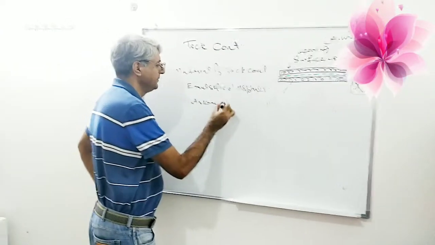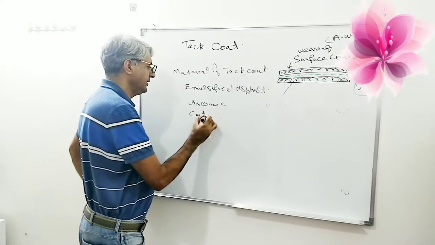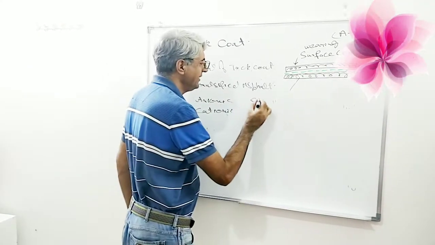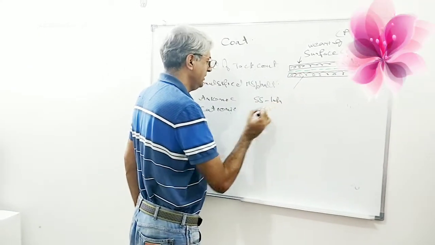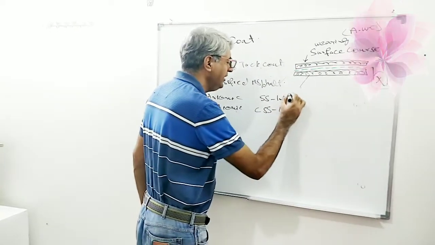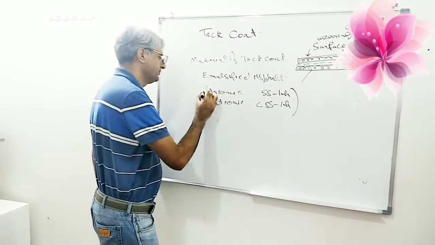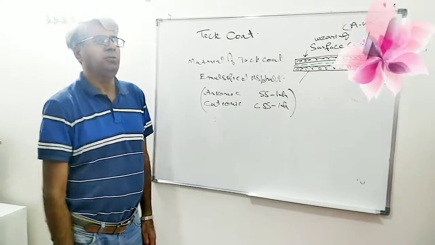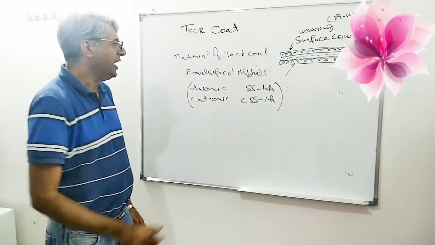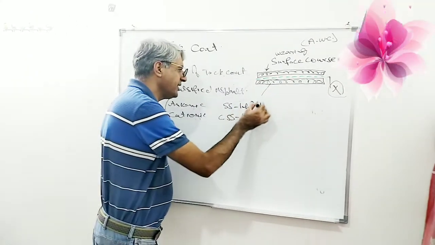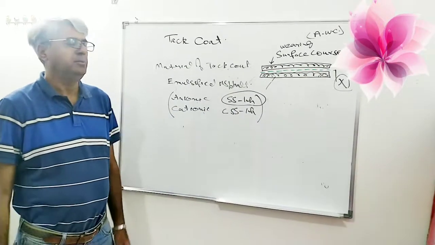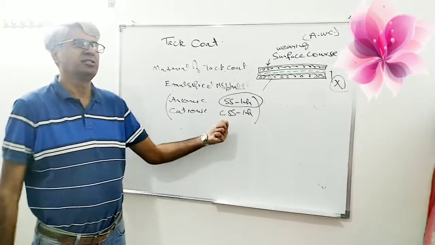Anionic, cationic. Anionic means SS1H. Cationic means CSS1H. These are the two materials which are often used as a tack coat, but always preference is given to this material, anionic. Because now you see here I have written C.